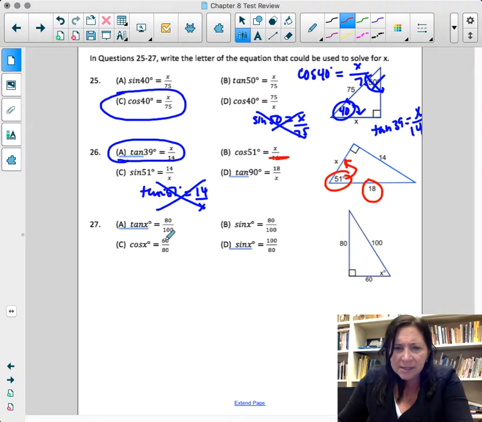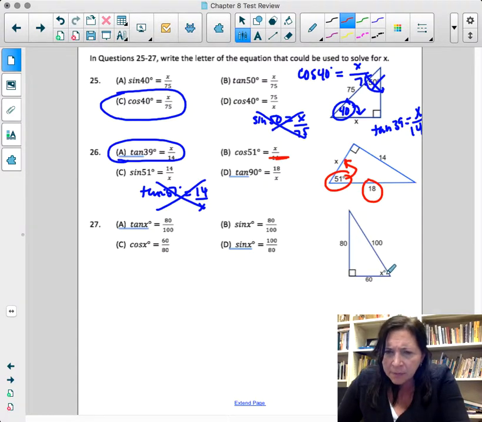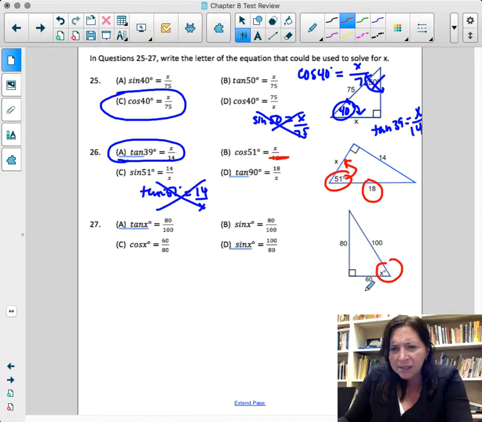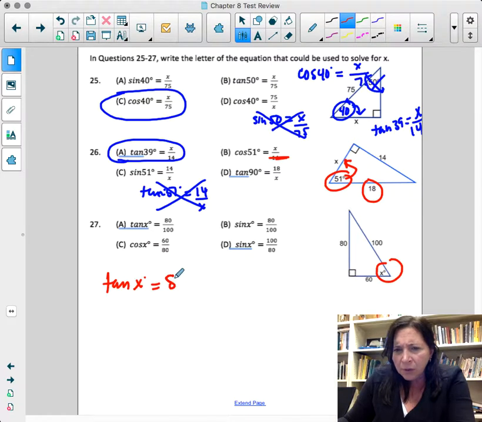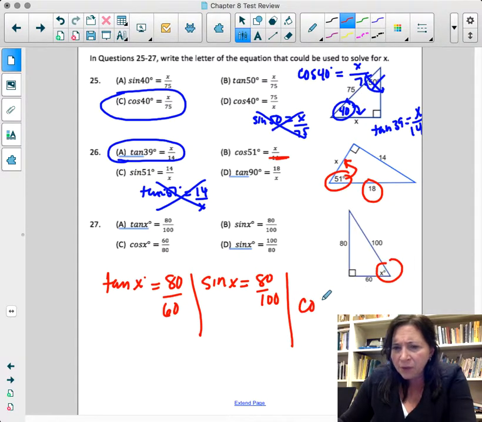And the last one is saying this value here. So x equals, we don't know. So one of my choices at x is going to be tangent. So I could say tangent of x is equal to opposite over adjacent, or I could say sine of x is equal to opposite over hypotenuse, 80 over 100. I could say cosine of x is equal to adjacent over hypotenuse. So look at all the different ways I could do this, okay?